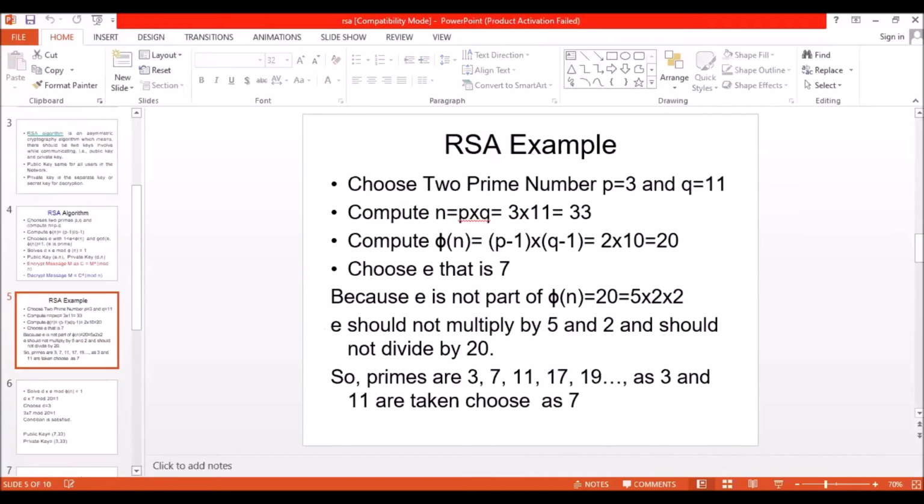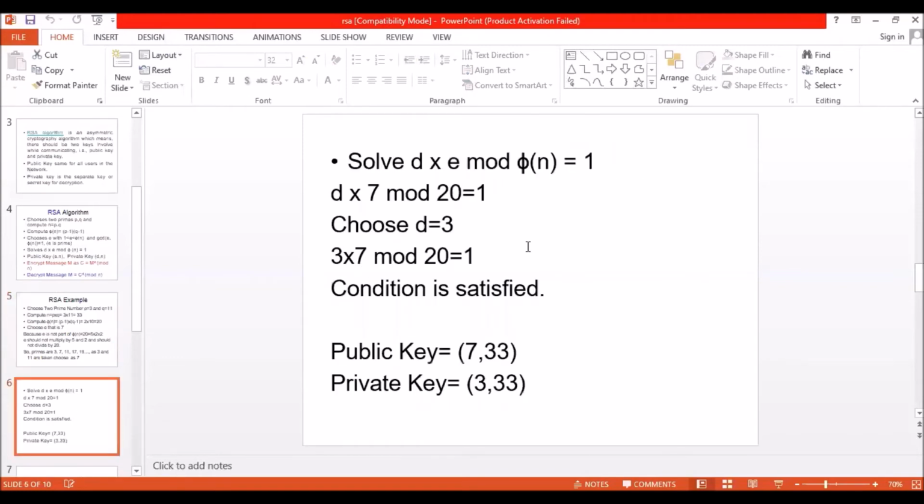A user selects any number from 1 to 20 that is not a multiple of 5 or 2 and does not divide 20. So we selected e equals 7, and then we calculate the private key d, where d into e mod phi of n equals 1, that is, d into 7 mod 20 equals 1. We select d equals 3 because 3 into 7 equals 21, and 21 mod 20 equals 1. So this condition is satisfied, and we take d equals 3.